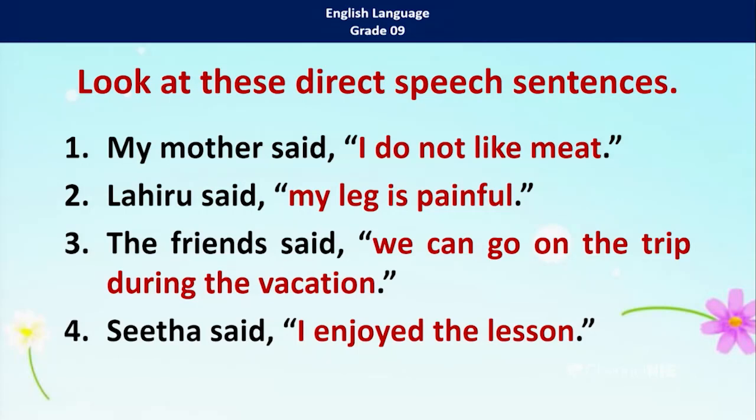In the same way, the friend said, comma, open inverted commas, we can go on the trip during the vacation, then keep the full stop and then close inverted commas. In the same way, Sita said, comma, open inverted commas, I enjoyed the lesson, full stop and then close inverted commas. This is the way you write a direct speech sentence. What is direct speech? To tell somebody what somebody else has told you using that person's own words, that person's exact words directly. Say it directly. Direct speech. Very easy to understand, children.